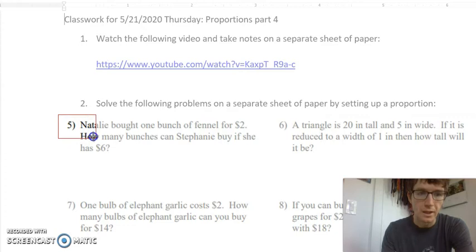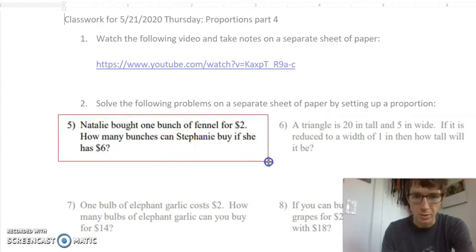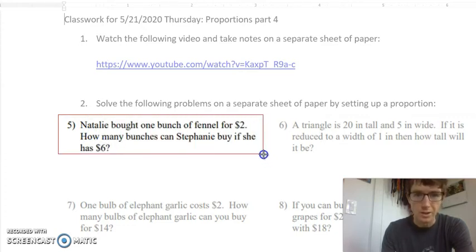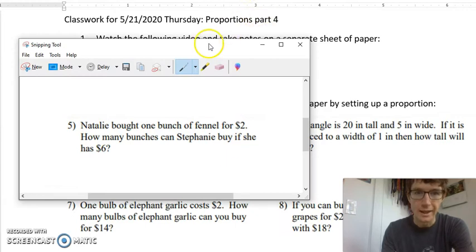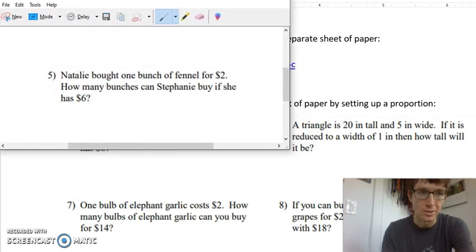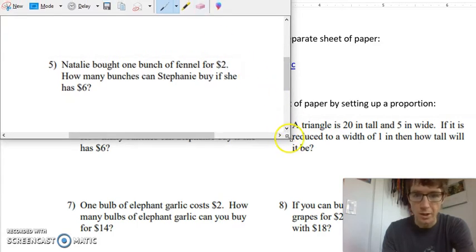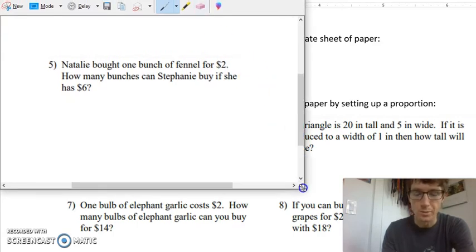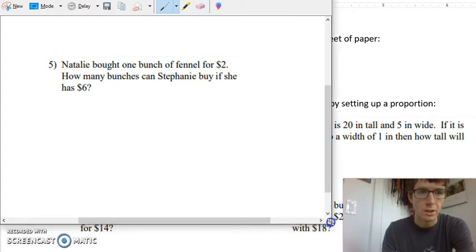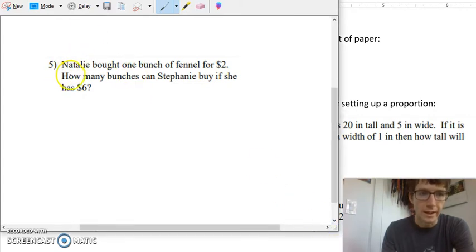Earlier I gave you guys more equations, more algebra. I'm going to solve this in that way. I bet a lot of you guys can probably do this in your head, and that's great. But I want you to try and come up with the actual proportion like what I'm doing right now. So what this says is that Natalie bought 1 bunch of fennel for $2. How many bunches can Stephanie buy if she has $6?